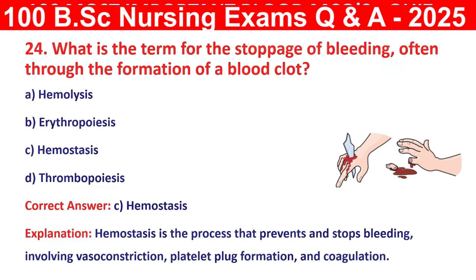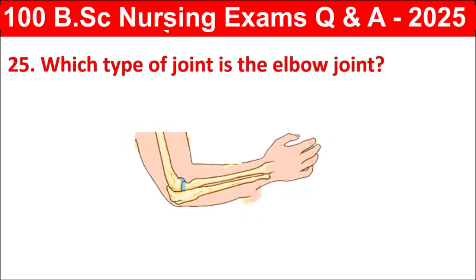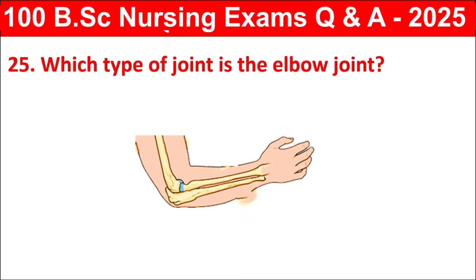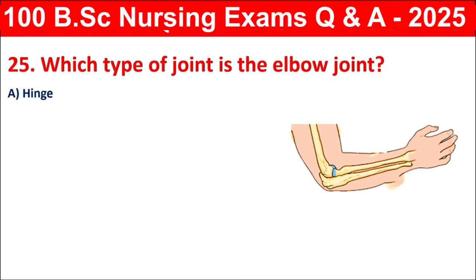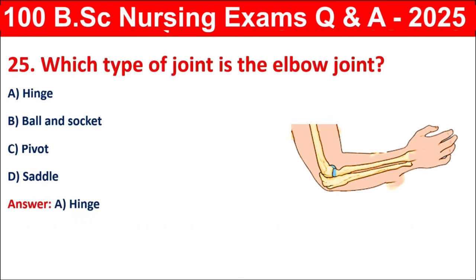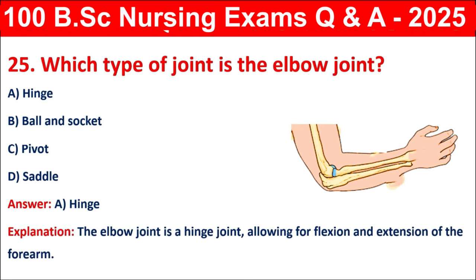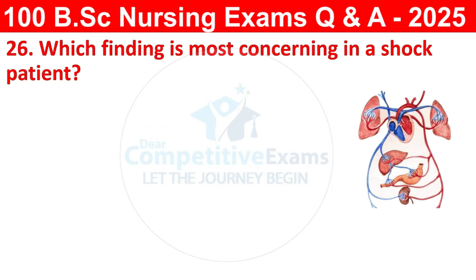Question number 25. Which type of joint is the elbow joint? Your options are hinge, ball and socket, pivot, or saddle. The correct answer is A, that is hinge. The elbow joint is a hinge joint, allowing for flexion and extension of the forearm. Question number 26. Which finding is most concerning in a shock patient?